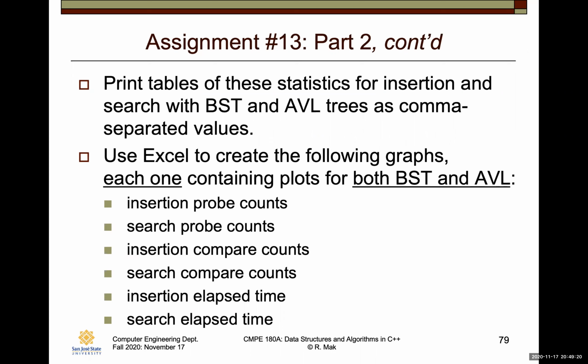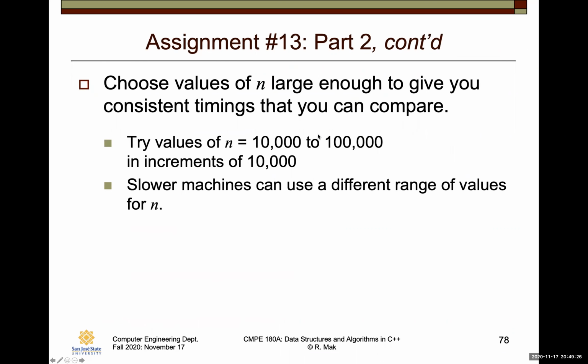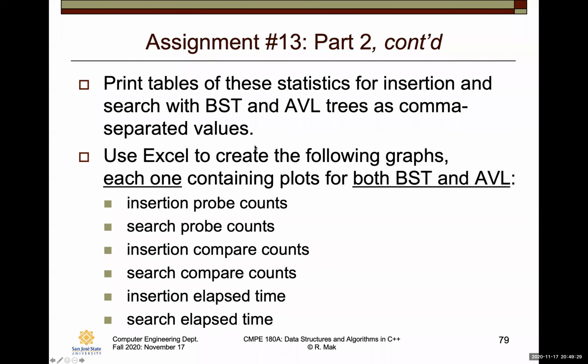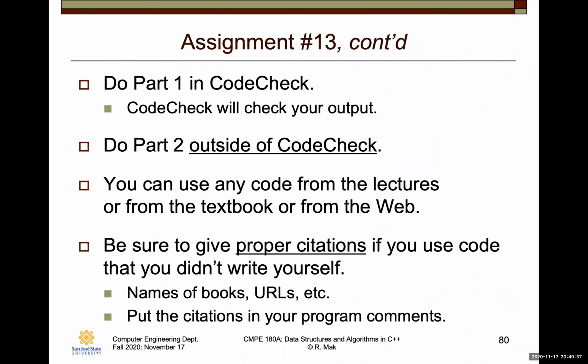Remember, we are concerned about how these algorithms scale. So as n scales, you're going to plot the probe counts, compare counts, and elapsed times for both BST and AVL. Part one will be in CodeCheck, because CodeCheck will make sure that your output is correct. Part two has to be done outside of CodeCheck because of the large numbers of random numbers. Again, you can use code that you write yourself or code that you find on the web.